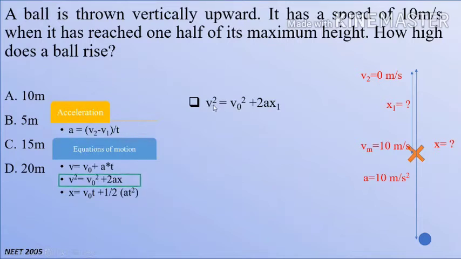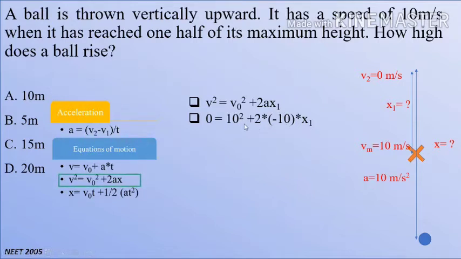So putting the values, final velocity 0, initial velocity 10, acceleration is upwards, that is why it is taken as minus 10, or it is deceleration actually. The decelerating values are taken as minus. So putting acceleration equal to minus 10, and x1 will be equal to that we need to find out.